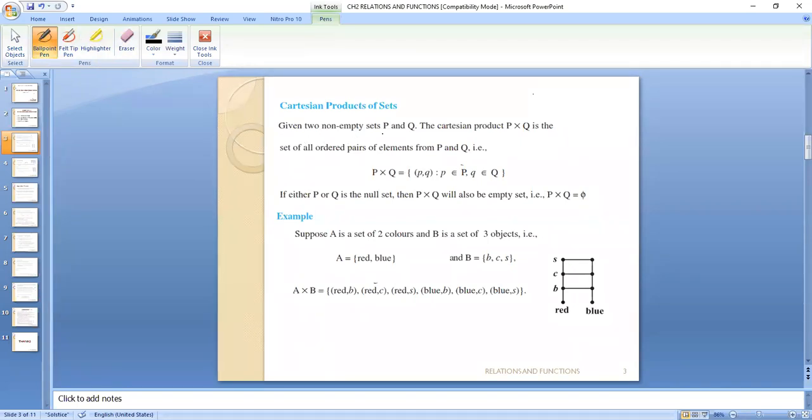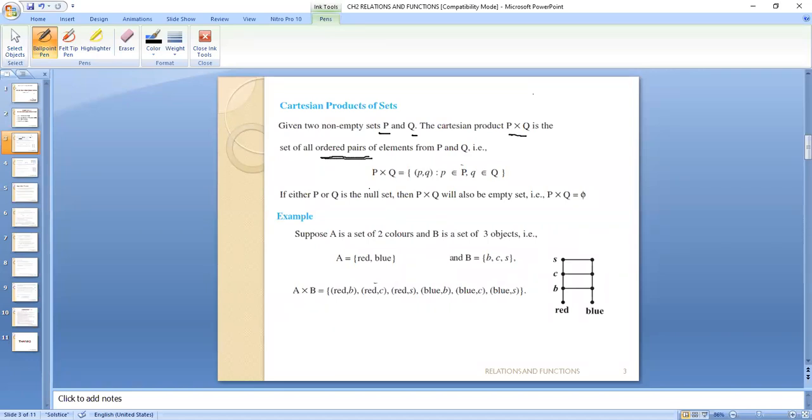Given two non-empty sets P and Q, that means the sets P and Q should not be empty. Given two non-empty sets P and Q, the Cartesian product P by Q is the set of all ordered pairs, right? This word ordered pairs is very important. I'll explain this ordered pair also. P by Q is the set of all ordered pairs of elements from P and Q.